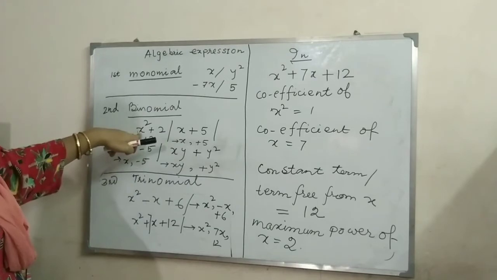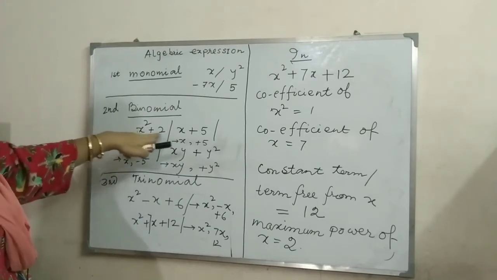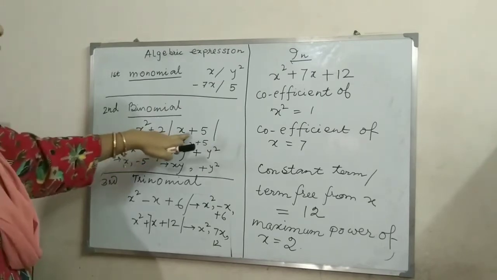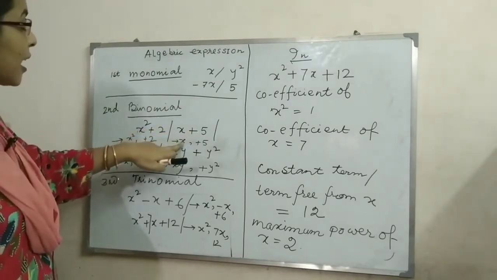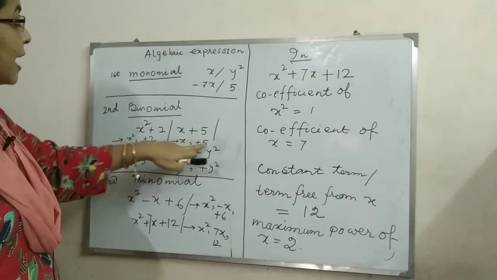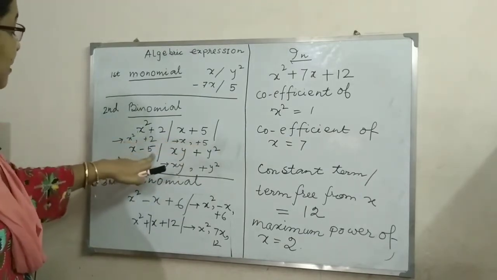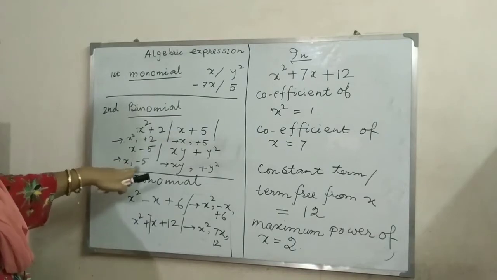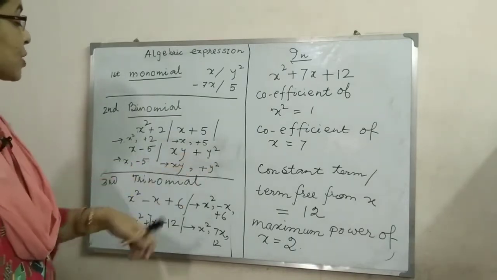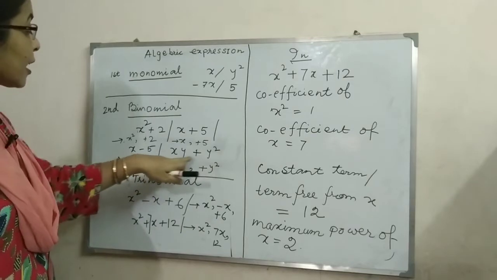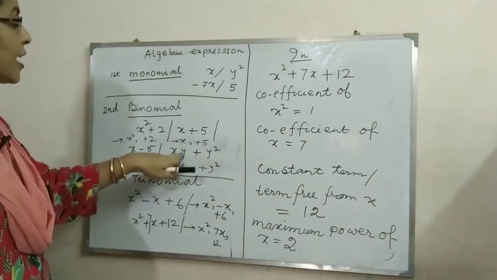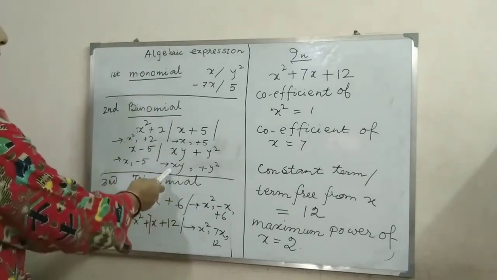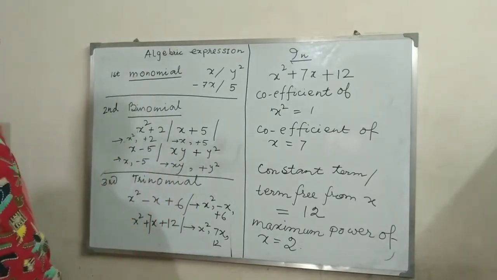is called a binomial, that is x square plus 2. Here the terms are x square and plus 2, or x plus 5. Here the terms are x and plus 5, x and minus 5. In xy plus y square, there are two variables, x and y. Here the two terms are xy and plus y square.